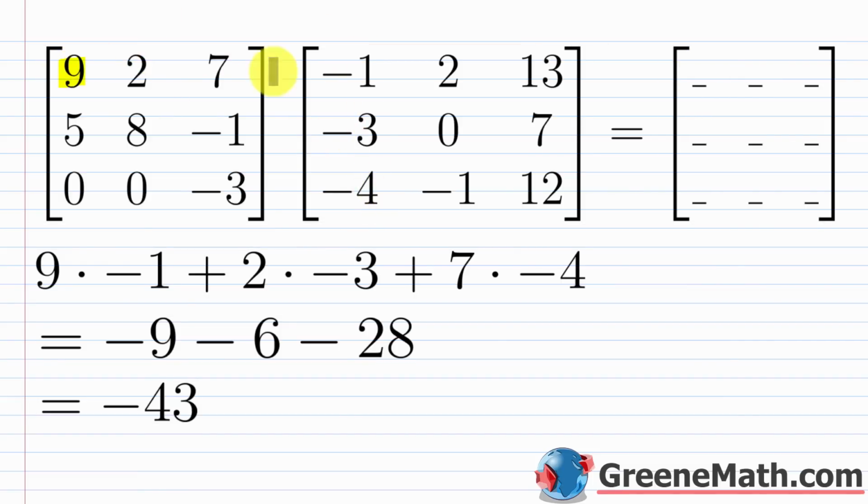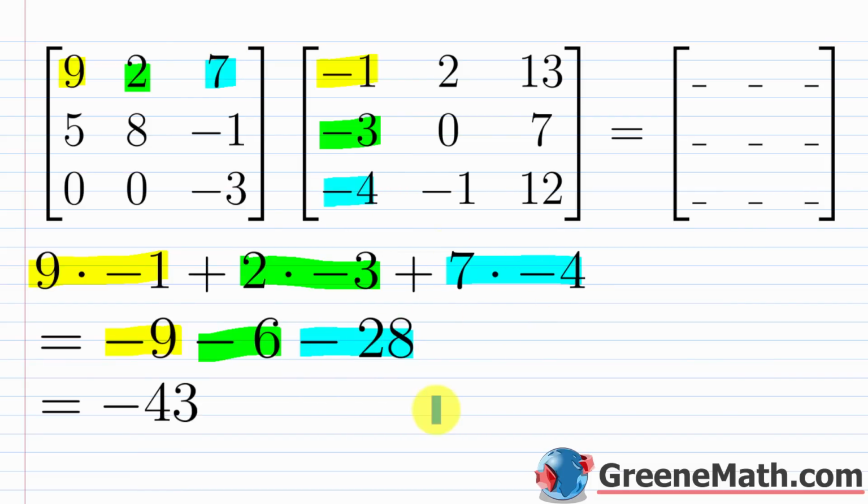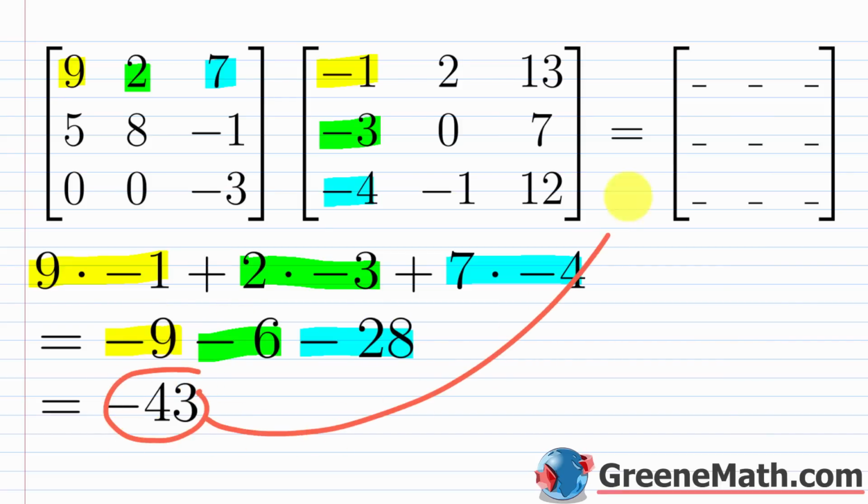So we're just going to go through. I'm going to do 9 times negative 1. So that's this guy right here. That's going to give me negative 9. I'm going to slide down and do 2 times negative 3. That's going to be negative 6. Slide down once more. I'm going to do 7 times negative 4. That's going to give me negative 28. Again, I'm just going to find the sum. So negative 9 minus 6 is negative 15. And then negative 15 minus 28, that's negative 43. So once again, this guy right here is just going to go right there. So I'm going to write in a negative 43.